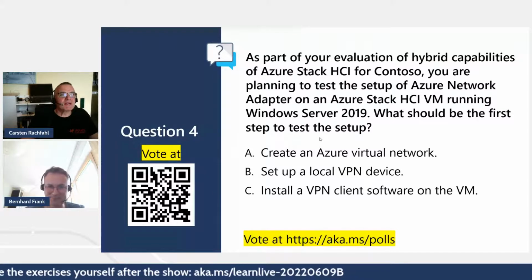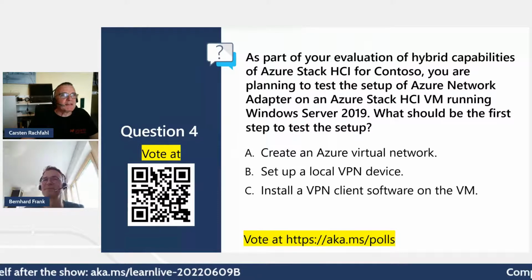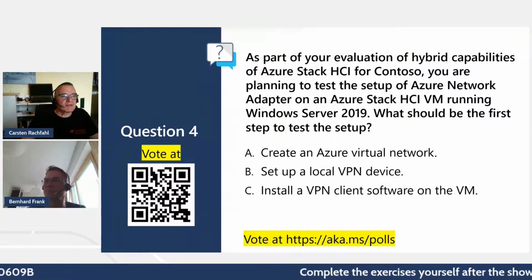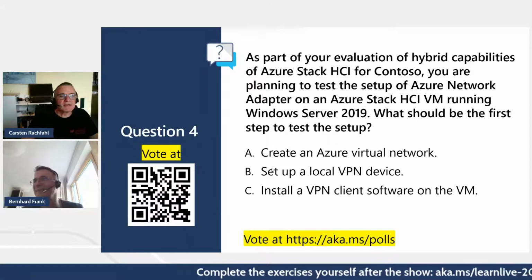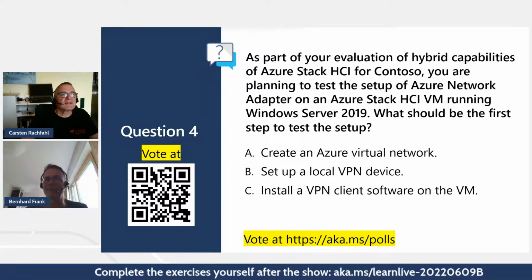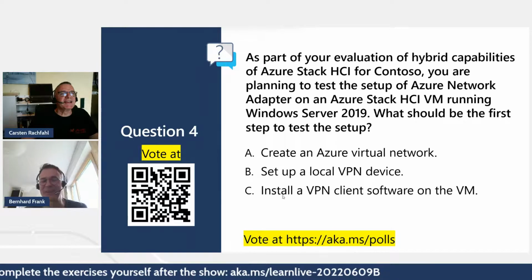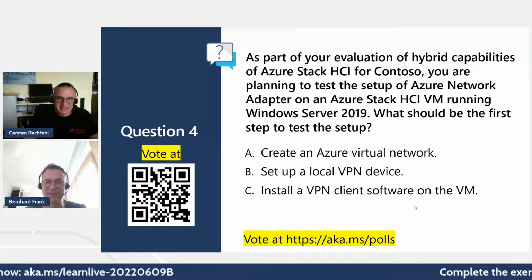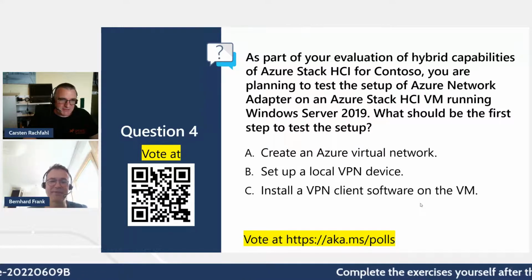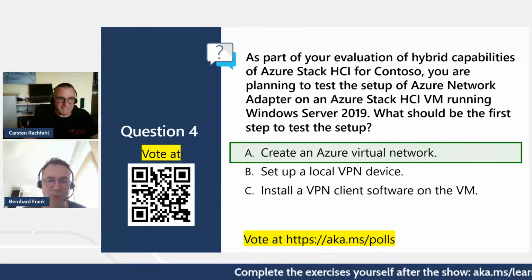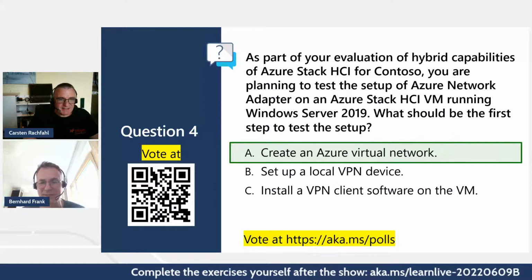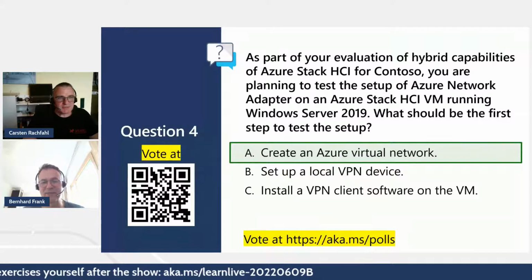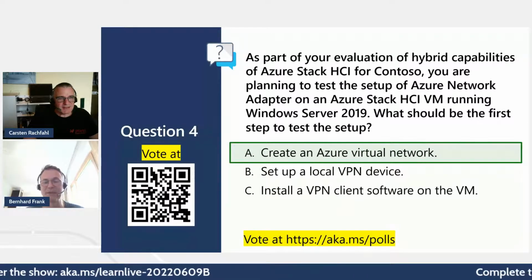Let's see how many people are helping us with the answer. I get the poll. Okay. Don't stretch it too much. I think I already mentioned the answer. It's A. You need to have the network before testing, right? So the network must exist. The Azure Virtual Network must exist before that.